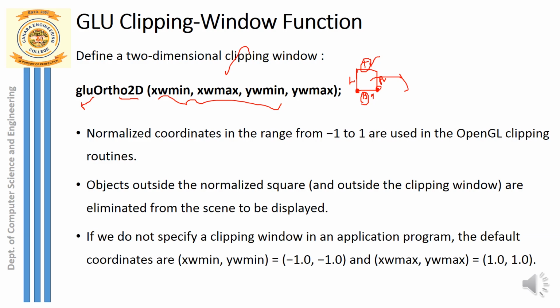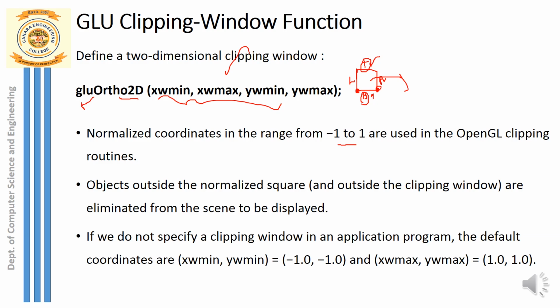So here gluOrtho2D is done, and remember the normalized coordinates. Normalized coordinates always range from -1 to 1, and that is the default. Once you render your image within this boundary of -1 to 1, your image becomes device independent. Now you are ready to display the image of the object onto any device. It can be a phone, a laptop, or a tablet screen. So your graphics is now ready to display onto any output device.